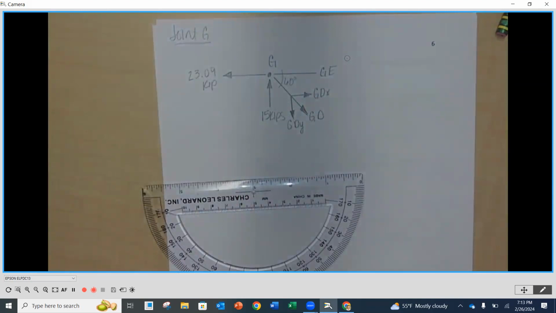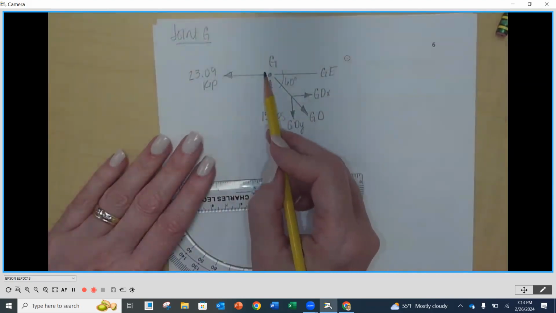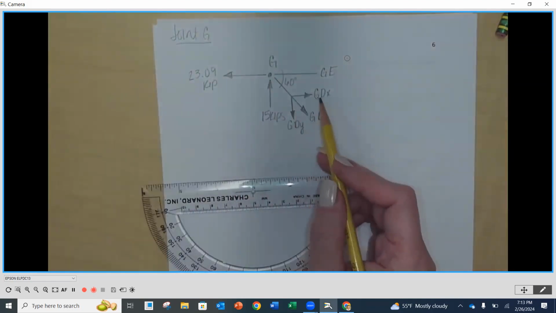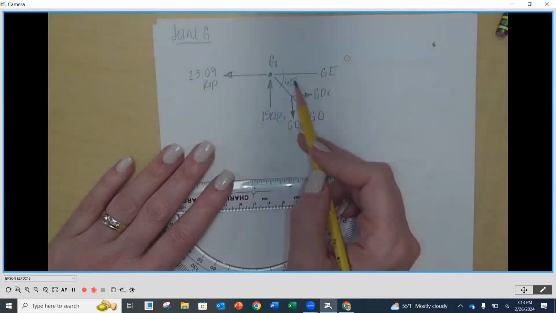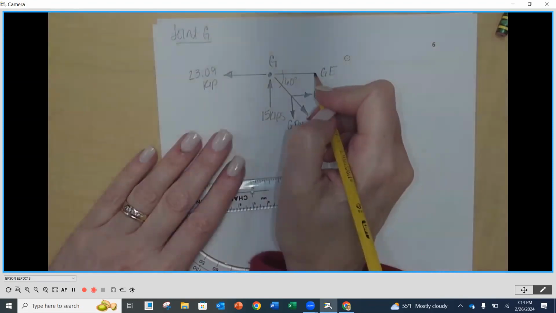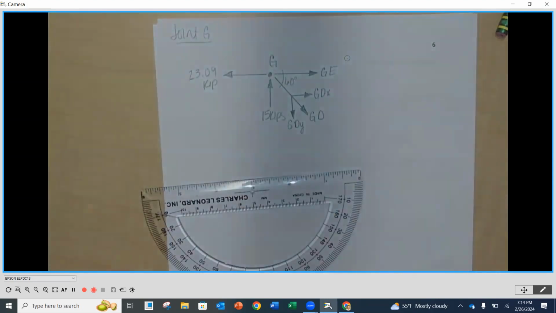I'm pretty certain about GD. But GE, we have 23.09 going to the left. I've got GDX going to the right. I don't know its magnitude. And then I've got GE. Which way should we show GE? Pulling away or pushing on? Left or right? Pulling away? Okay, we'll do pulling away. And again, I'm not exactly sure myself, so I need to just assume a direction.